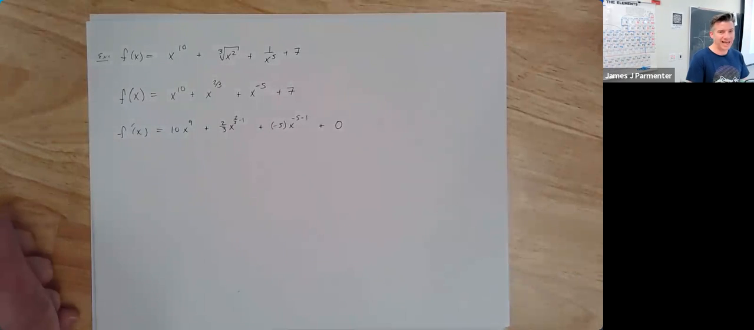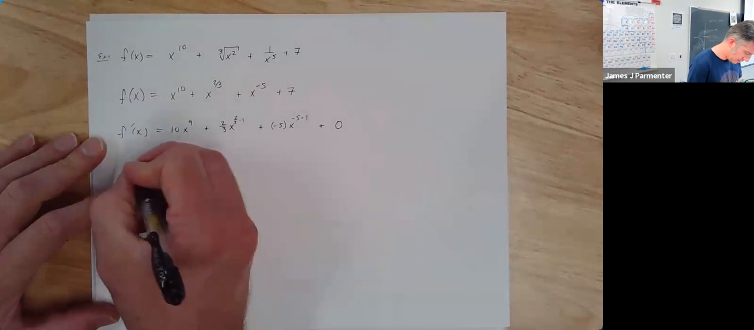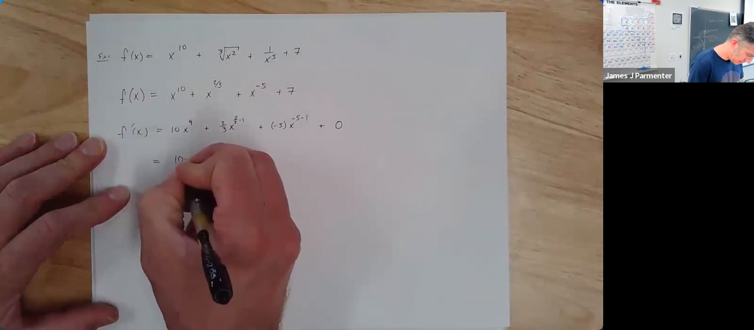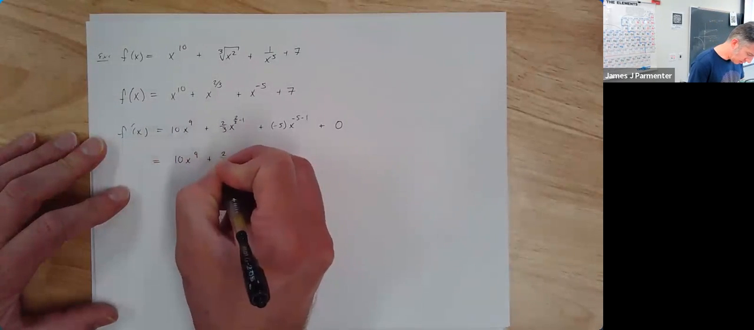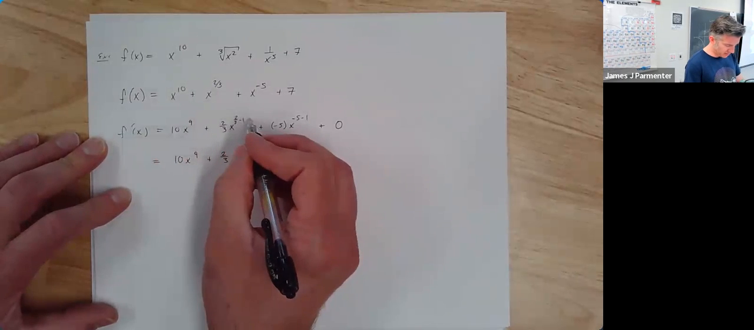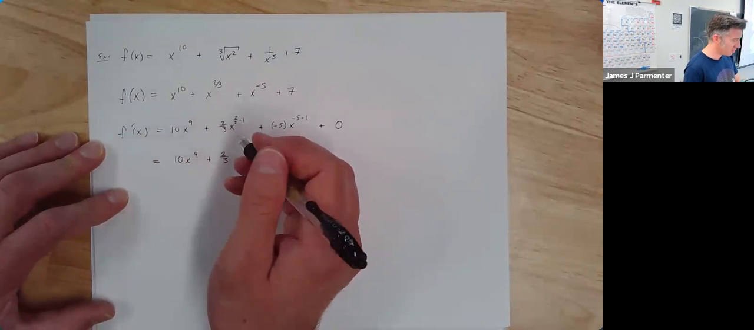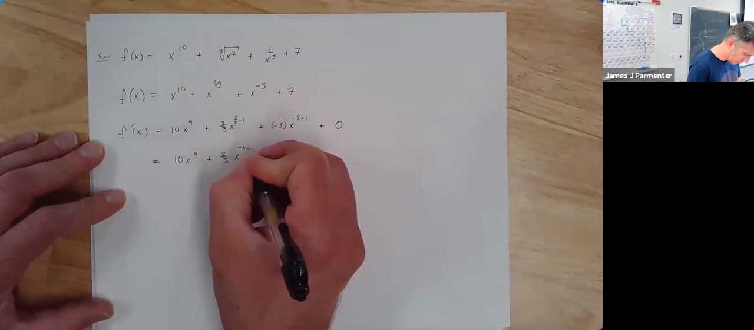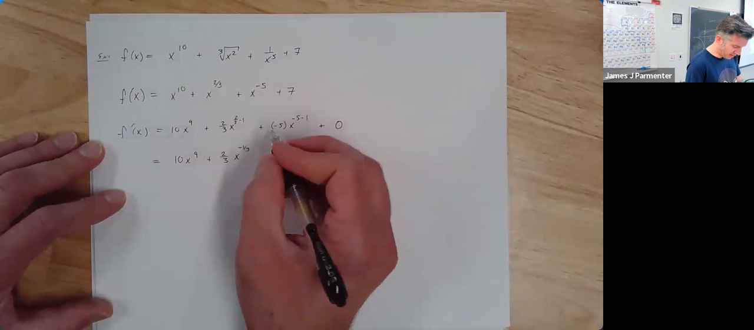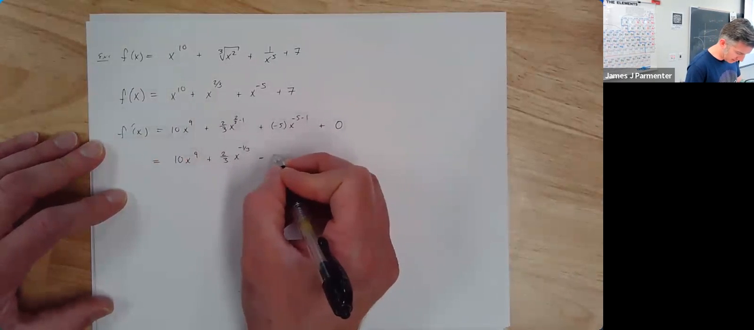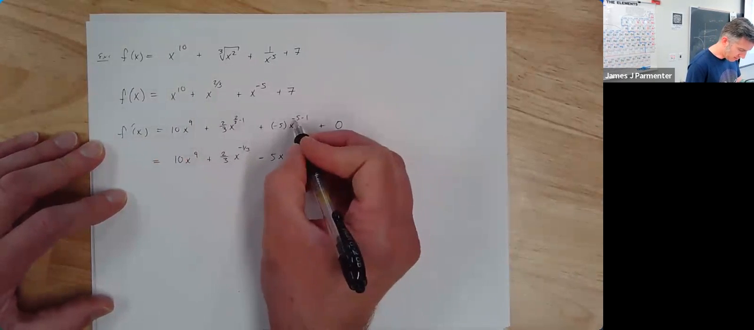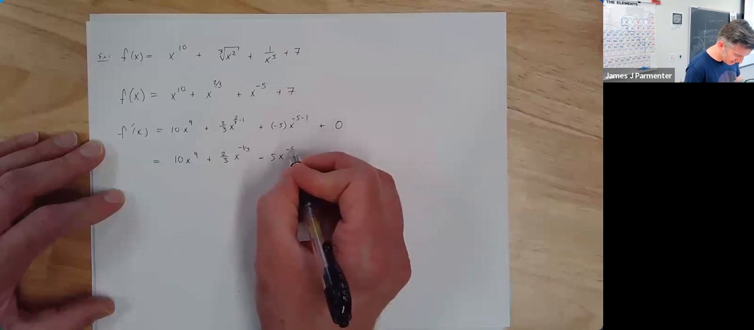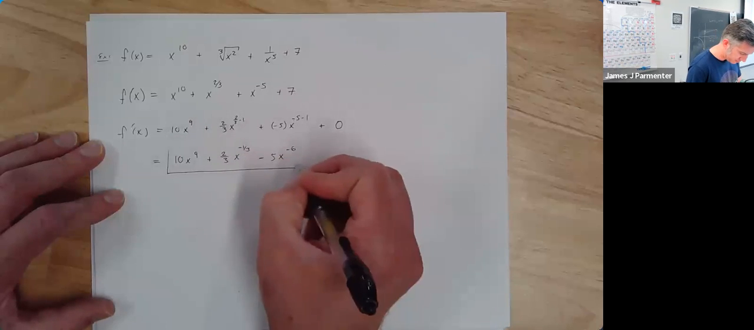Now we should do a tiny bit of simplifying. This is going to equal 10x to the 9th plus 2/3 x to the 2/3 minus 1. Well, 2/3 minus 1 is 2/3 minus 3/3, which is -1/3. And instead of writing plus minus 5, let's write this just as -5 times x to the -5 minus 1 is -6, and that's our answer.